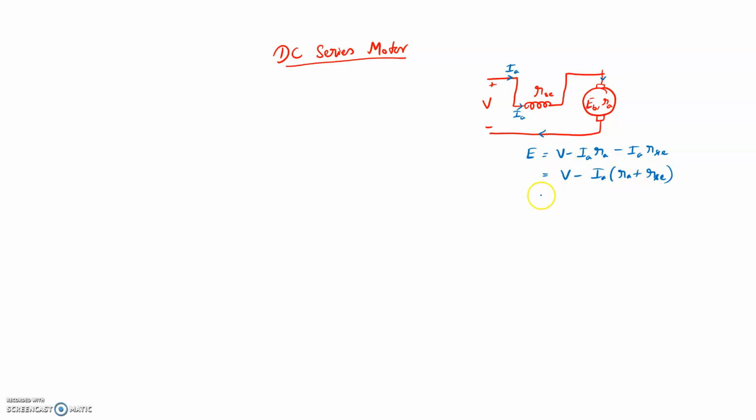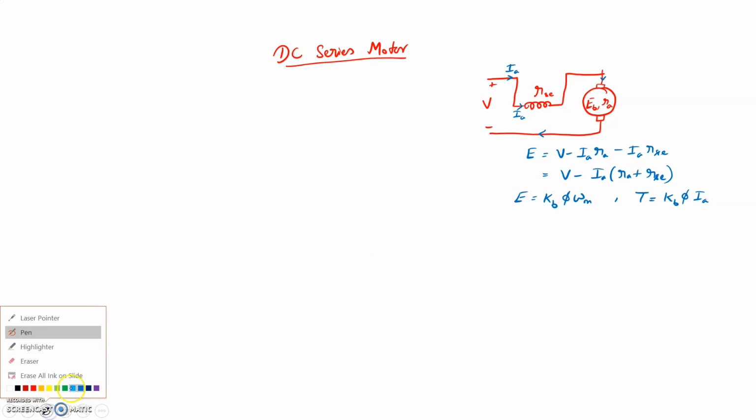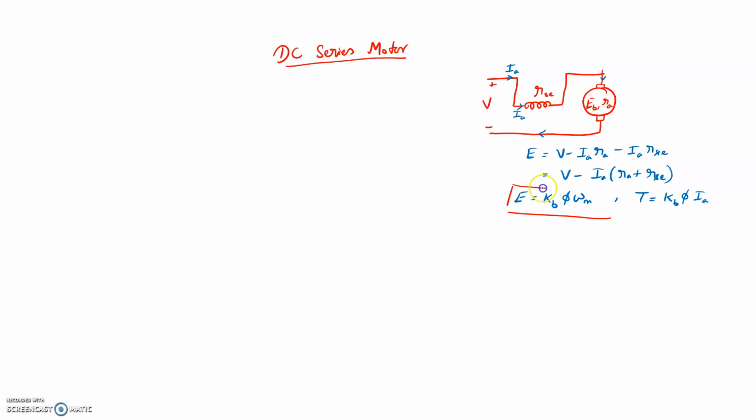Right, fine. And we know that E can be substituted with the term E is equal to KB into phi into omega m. And also we can write torque in terms of KB phi into IA. So these two terms, we can now write in terms of E and T. That is, in a DC series motor, this expression will change.